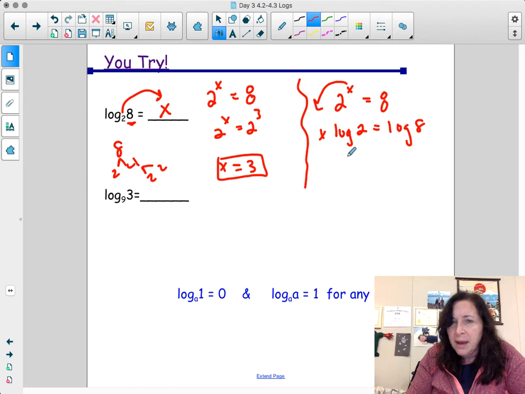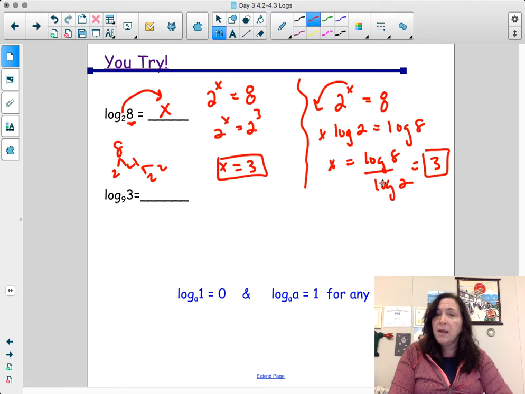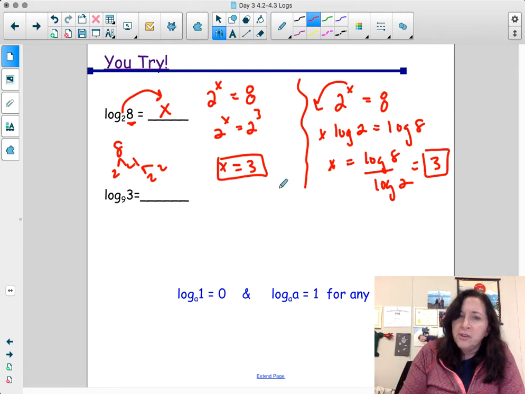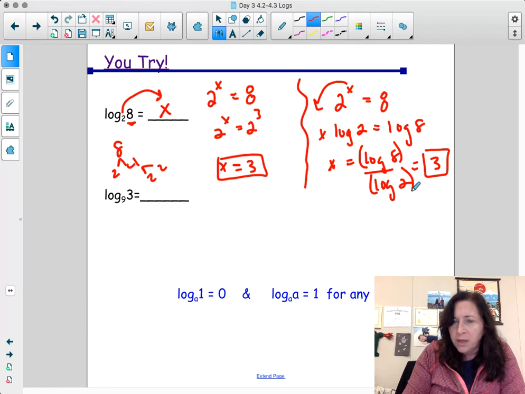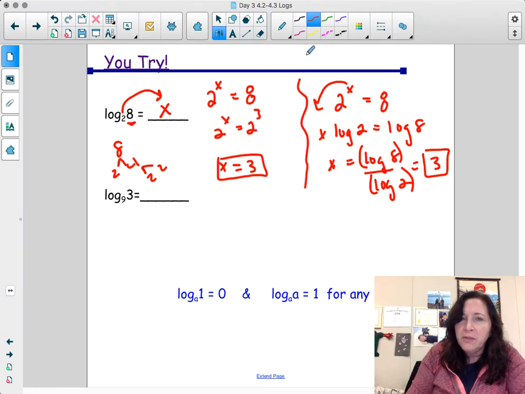And now I'm going to get x is equal to log 8 divided by log 2. And that value, when it's all said and done, and I plug that into my calculator, is going to be 3. Just please keep in mind, you cannot cancel your logs. You cannot cancel 8 with 2. This is actually a quantity divided by a quantity, and you can never break into those quantities. They're separate.